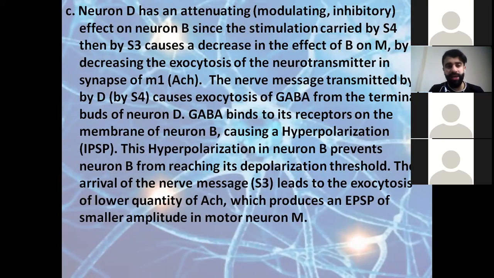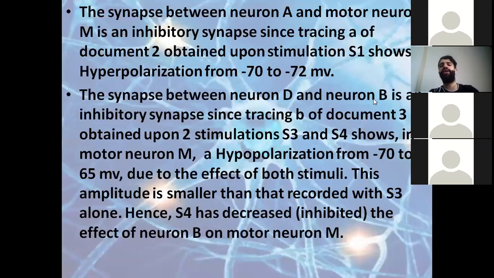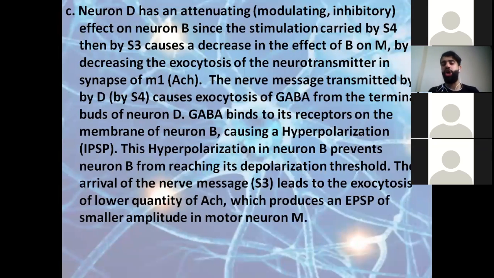So neuron D, where is neuron D? This is neuron D, if we look at the figure. We agreed that the synapse between neuron D and motor neuron M has an inhibitory function. They call it inhibitory, regulatory, modulatory, or attenuating function. Attenuating, for example, tomorrow we will talk about the immune system, when they give you a vaccine.